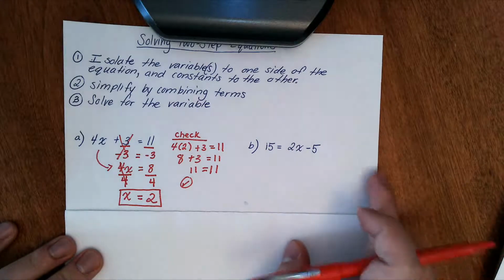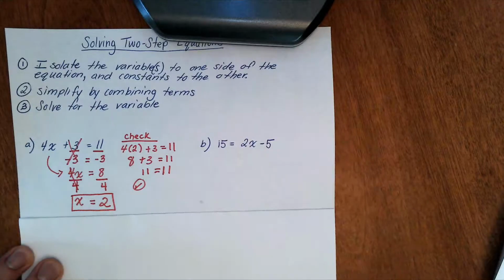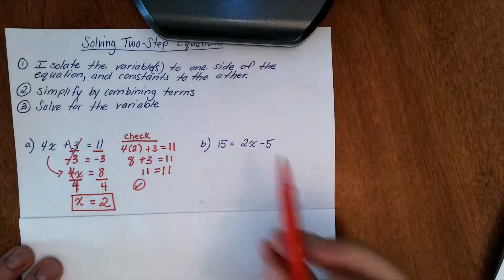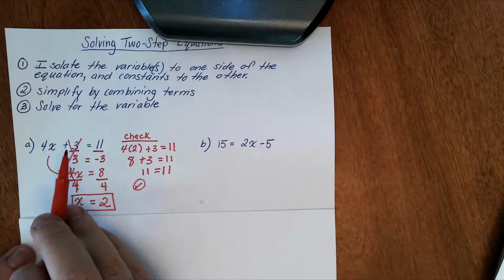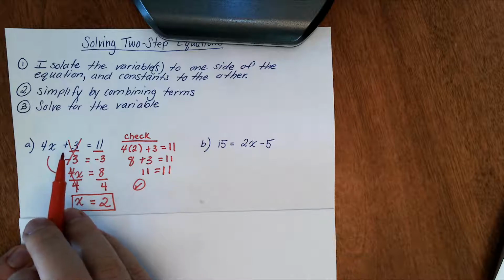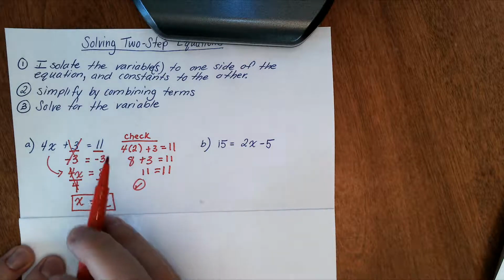Okay, let's try this next one here. Here we see that the variable is on the right-hand side, but on the previous one it was on the left. Again, it doesn't matter which side we choose, just choose the one that makes the most amount of sense.